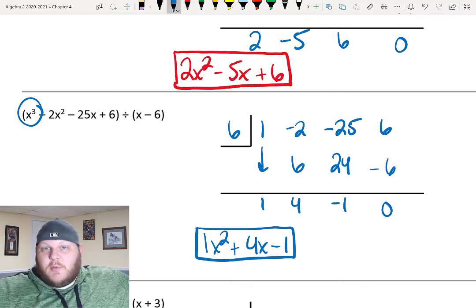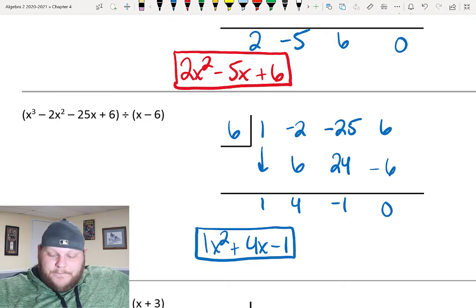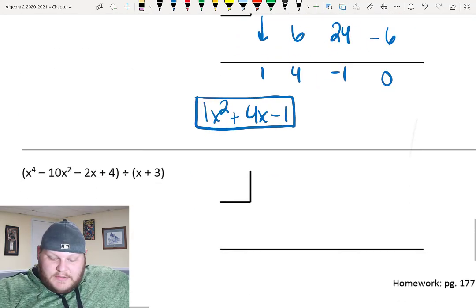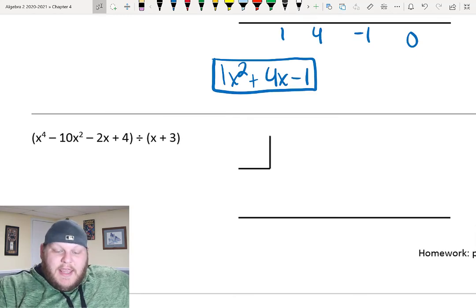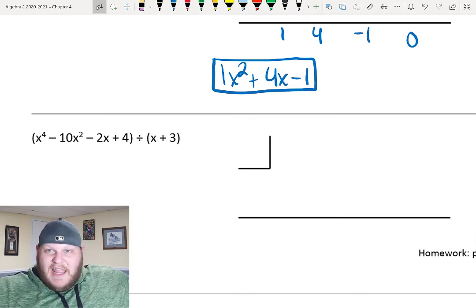So it's going to start as an x squared instead of an x cubed. All right, one more here for us. And this one's going to be a more complicated one because it's A, more terms, and B, it's going to have a remainder. C, it's also missing terms.